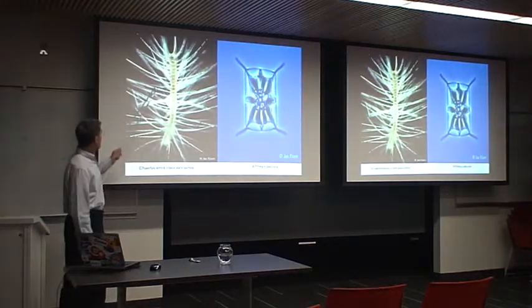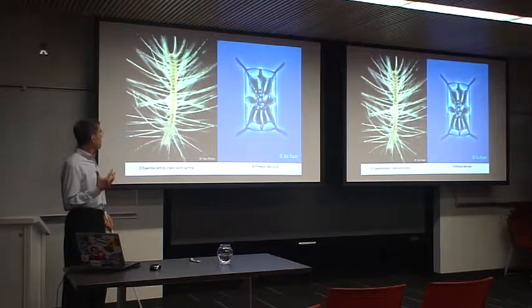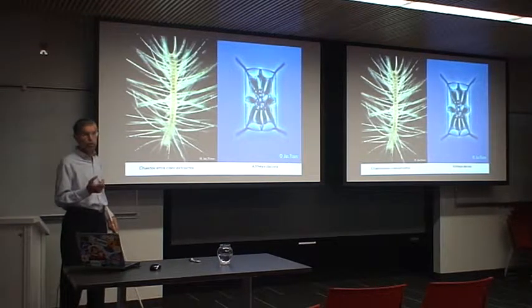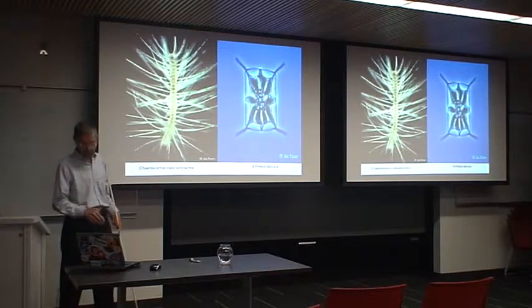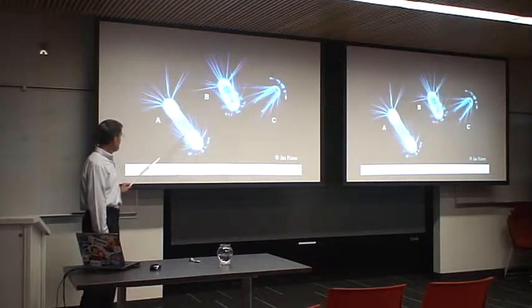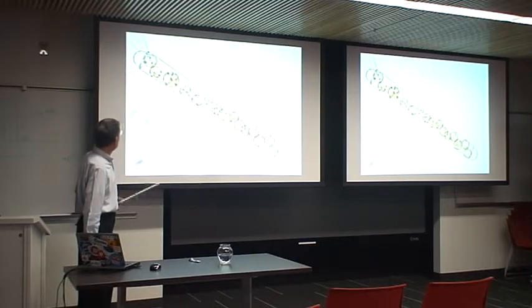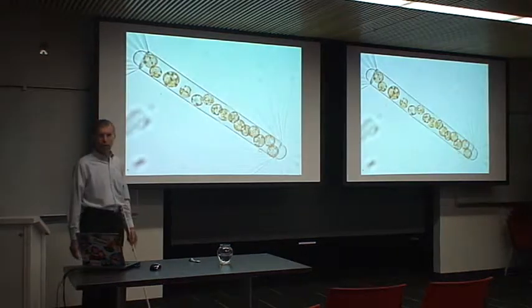Some of them have huge numbers of spines that help prevent them from being grazed, just like some plants have thorns. Again, these spines can be arranged in various ways. Here's one that's undergoing sex.